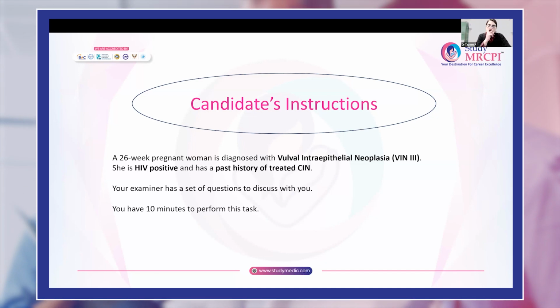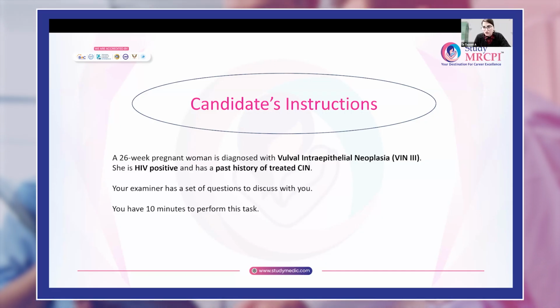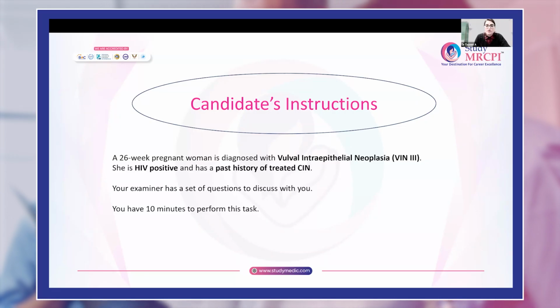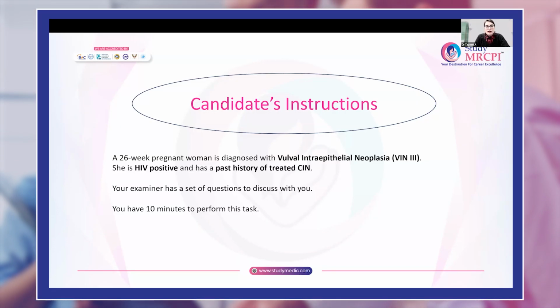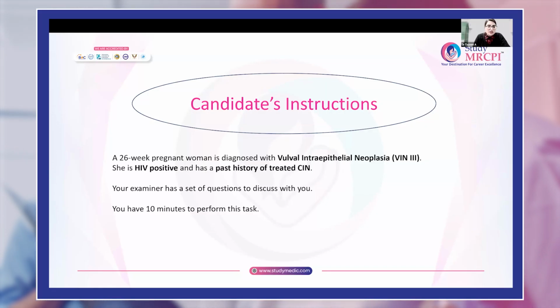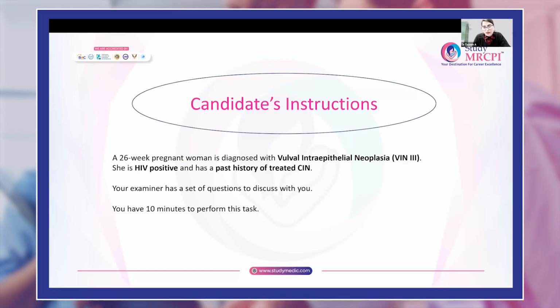And also I have to perform the speculum examination, as this patient was treated for cervical disease. So I would like to have a look at the cervix as well. And if any other examination is suggested, I would like to perform that as well.